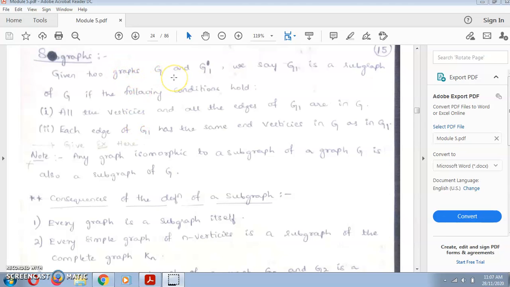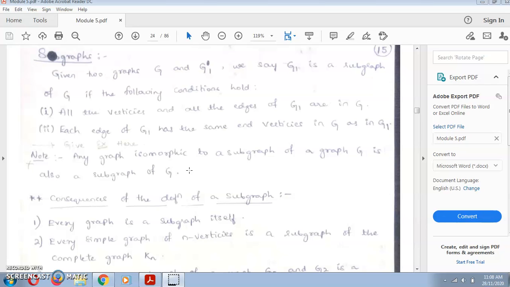Two graphs G and G1, we say G1 is a subgraph of G if the following conditions hold. So if these two conditions hold, then we say that G1 is a subgraph of G. Which are those? All the vertices and all the edges of G1 are in G. The vertices and the edges should be in the graph G. G1 is the subgraph and G is the main graph. Each edge of G1 has the same end vertices in G as in G1.